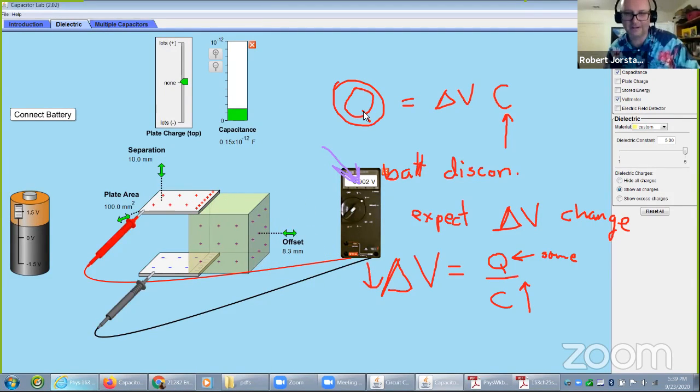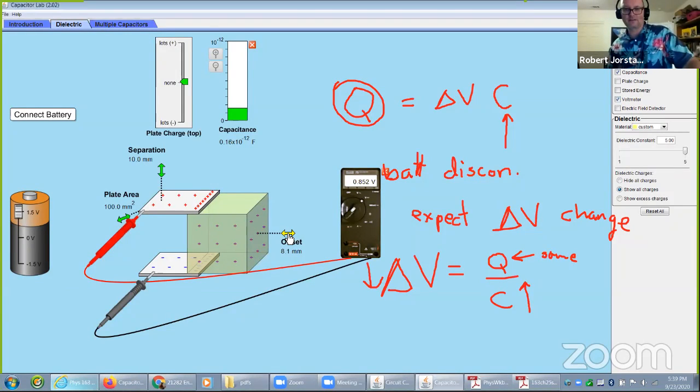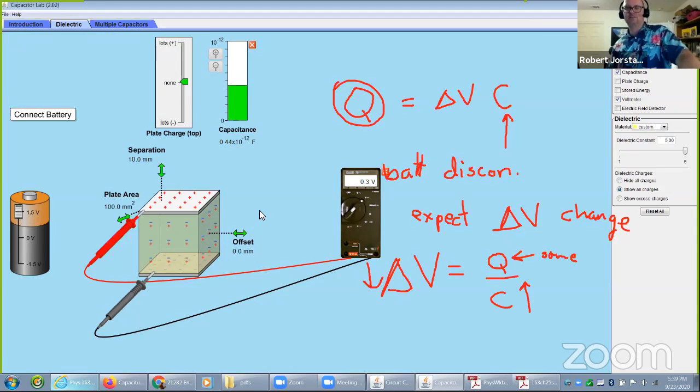I wrote all over it. Jeez. It goes down, right? And as I bring this in more, it just keeps going down. And notice the amount of charge on the capacitor is not changing, right? We're basically having the same amount of charge. What's going to happen to the energy?